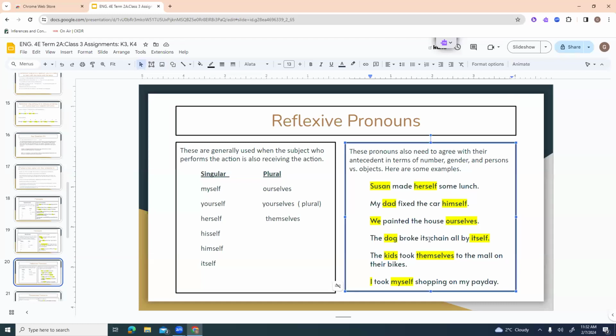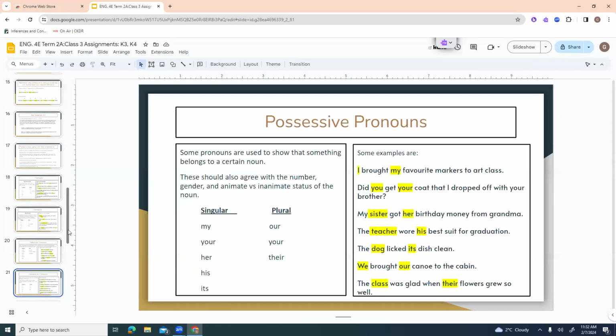It's and itself or him, no, his and himself. The kids took themselves to the mall on their bikes. And again, kids, themselves and their are all plurals. I took myself shopping on my payday. And again, they just agree with each other. Okay, let's take a look at the next thing. Hang on a sec.